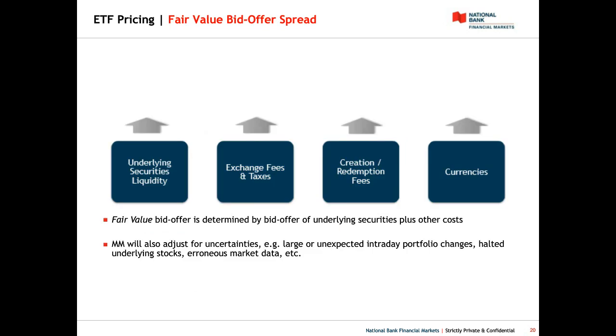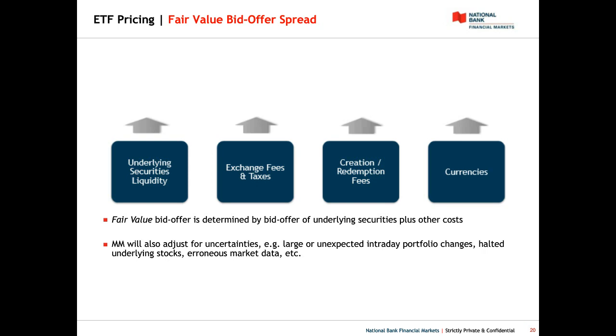The fair value bid-offer of the ETF is determined by the bid-offer of the underlying securities plus other costs. Examples would be if an asset class is illiquid, it might be harder to hedge, or if the issuer charges fees for creating or redeeming. Market makers will also adjust for uncertainties. For example, if there's a large or unexpected intraday portfolio change, or if there's a stock in the portfolio that is halted.